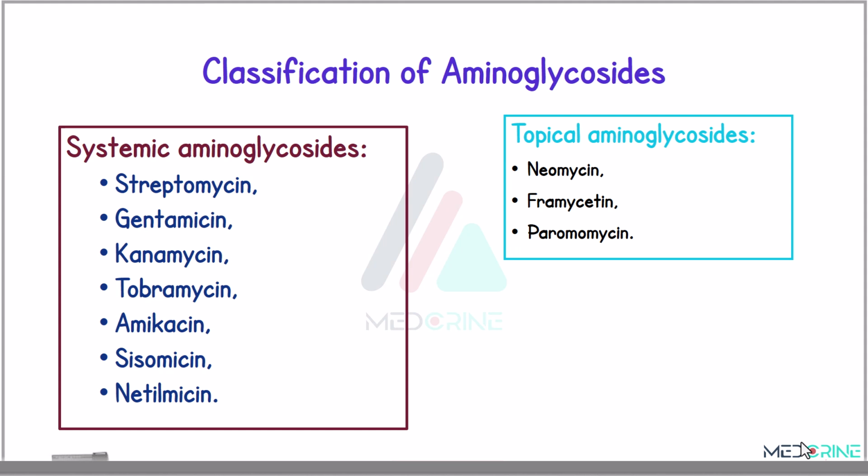Aminoglycosides can be classified as either systemic aminoglycosides or topical aminoglycosides, which are applied externally. Systemic aminoglycosides include drugs such as streptomycin, gentamicin, kanamycin, amikacin, tobramycin, cyclomycin, and nitlimycin. On the other hand, topical aminoglycosides that are in production are neomycin, bromocytin, and paromomycin.